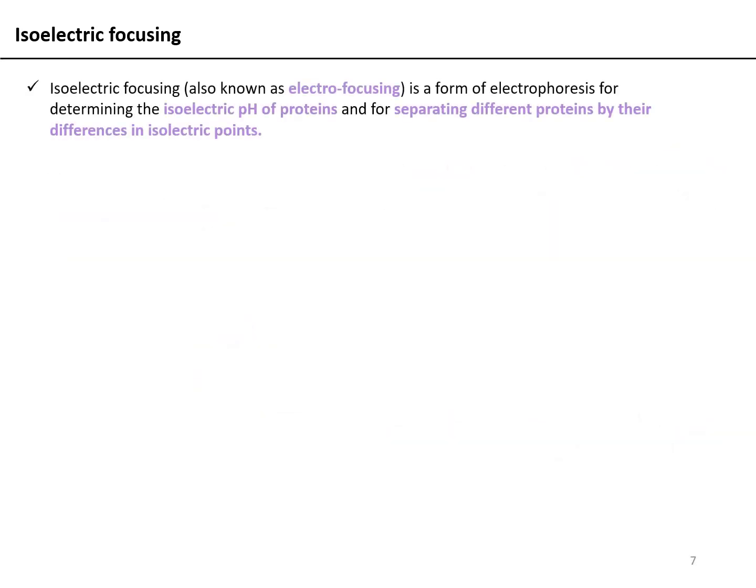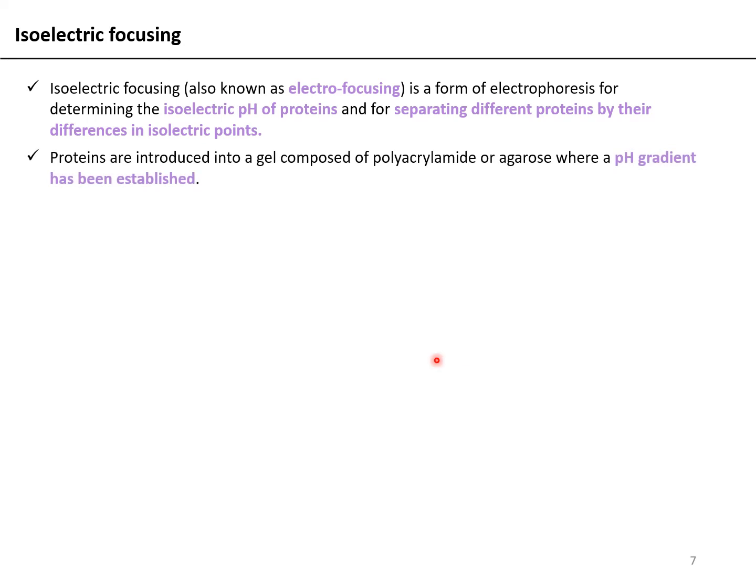So isoelectric focusing, also known as electrofocusing, is a form of electrophoresis for determining the isoelectric pH of proteins and separating different proteins by differences in their isoelectric point. In isoelectric focusing, proteins are resolved not on the basis of their molecular weight or mass, but rather on the basis of their isoelectric point. Proteins are first introduced into a gel composed of polyacrylamide or agarose where a pH gradient has been established. So the first step of isoelectric focusing is to generate a gradient of pH in a gel.